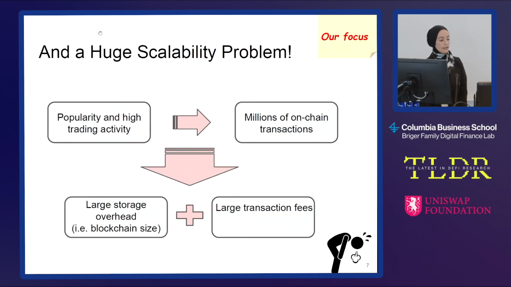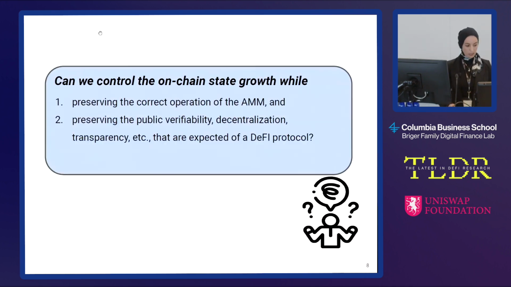Their popularity and high trading activity resulted in millions of on-chain transactions, and this translates to large storage overhead and high transaction fees. At this point, we asked this question: can we control the ever-growing on-chain state of AMMs while preserving their correct operation and, at the same time, preserve the desired features that we require from a DeFi protocol?